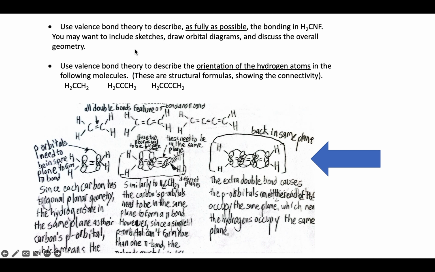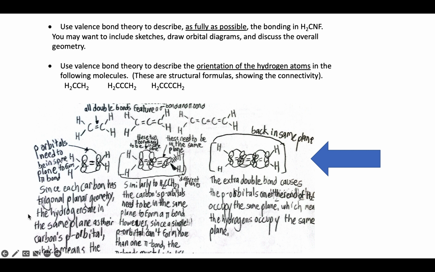For the second one here, where we're beginning to look at aspects of the orientation of the hydrogen atoms within these different molecules, it was helpful to, again, begin with making a sketch for what the Lewis structure looked like, and then either in words or in diagrams, explaining what took place as far as the orientation of the pi bonds within the molecules.